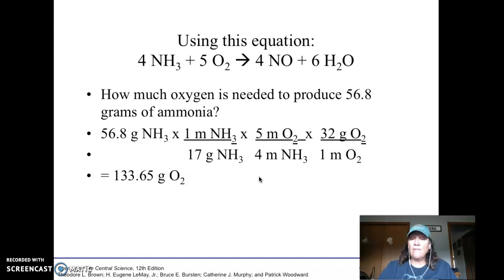If I don't have that, then I'm not going to get my full product. I can add more ammonia, but if I don't have enough oxygen, it's not going to matter. I'm just wasting it. So that's how they use stoichiometry. They make sure they have the right amount of reactants to produce the product that you want. If you don't have enough of something, you need to add more of the right thing.